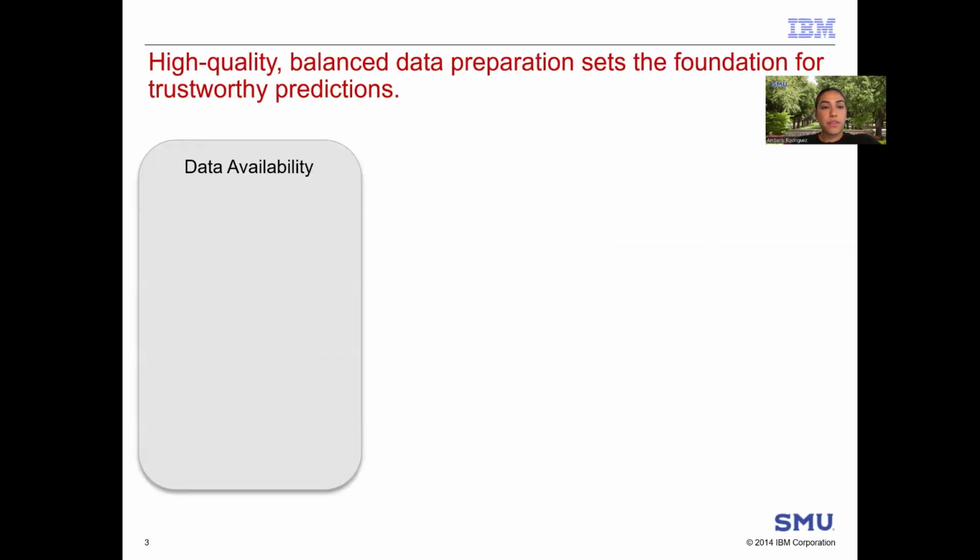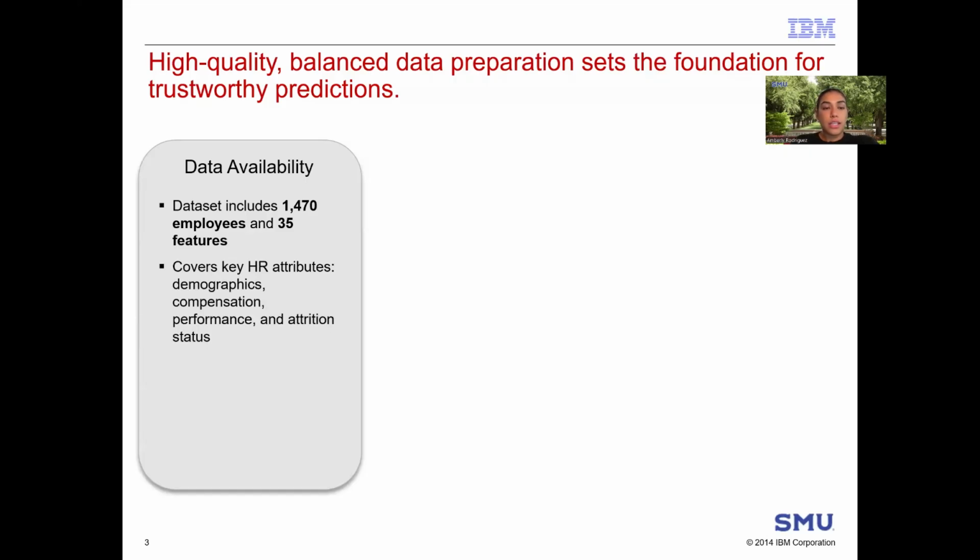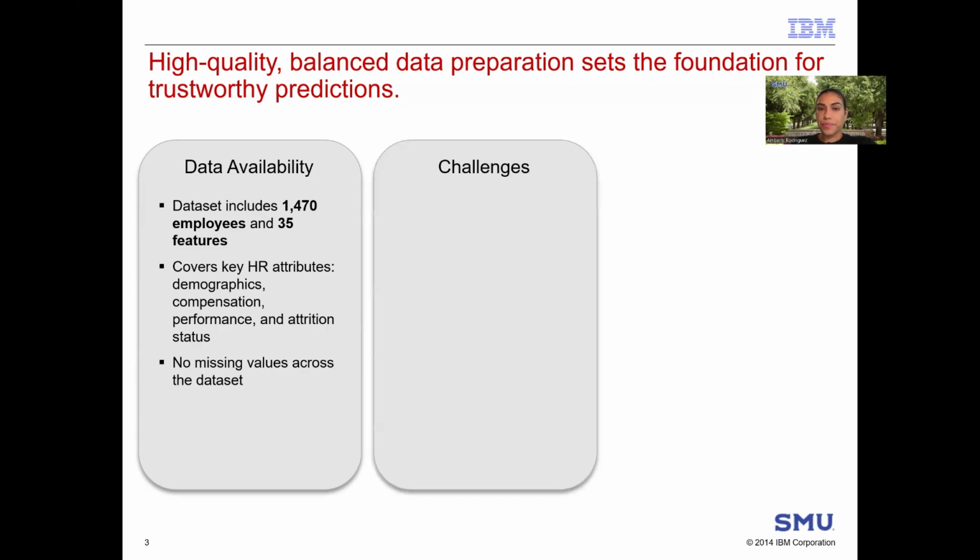To do this, we first started with a data set that had 1,470 employees and 35 features. These features consisted of things like demographics, compensation, job role, job level, things like that. And in our data set, there are no missing values.